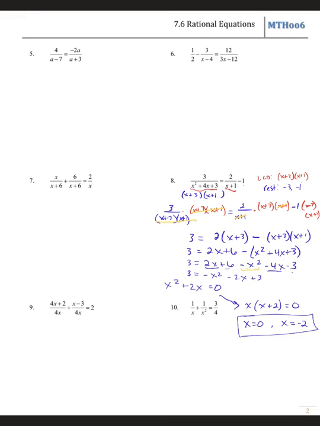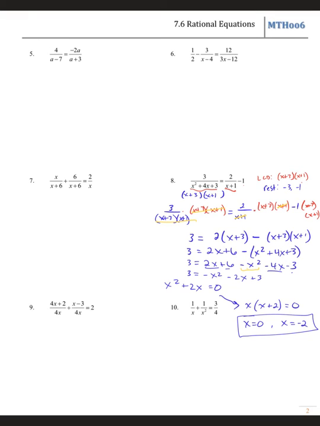So what I want you to do, pause this, go ahead, and we want to check both of those values into the equation to make sure that there isn't any mistakes. Okay, when you check those, you should see that both of those values are correct, so we know we didn't make any mistakes here.